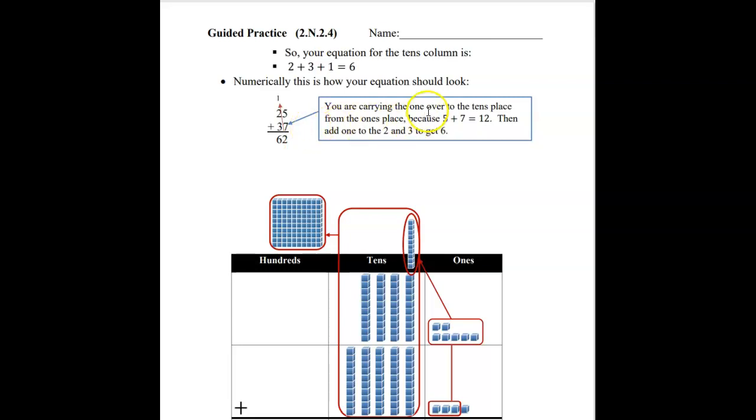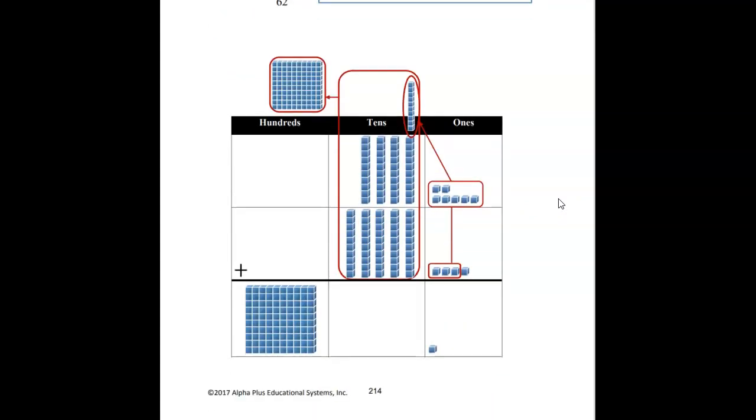All right, so you're carrying the 1 over to the tens place from the ones place because 5 plus 7 equals 12. Then you add 1 to the 2 and 3 to get 6. Sounds like a lot, but it's really easy. Once you get started, it's really easy. Okay, look at this one. 10, 20, 30, 40. 1, 2, 3, 4, 5, 6, 7. So that's 47. 10, 20, 30, 40, 54. And that's 54.